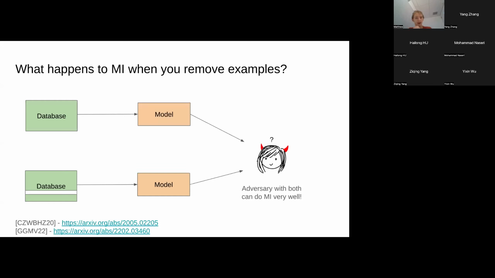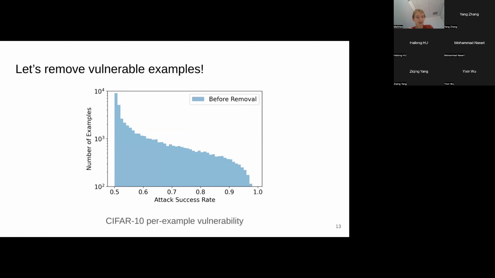And to start, I want you to just look at this graph. So what this graph has is, for every example in CIFAR-10, the attack success rate of that LiRA attack. So over 100 models, over on the right, it succeeds something like 99 times, and then on the left, it succeeds only with 50% probability.